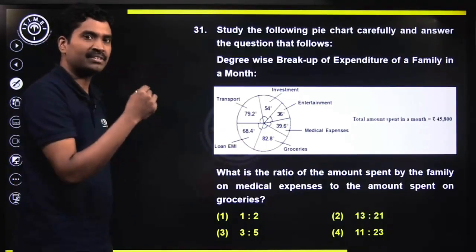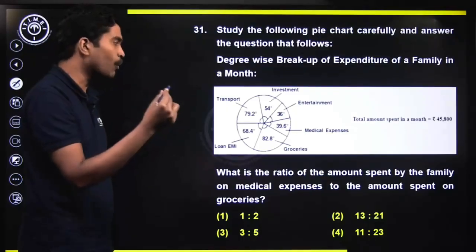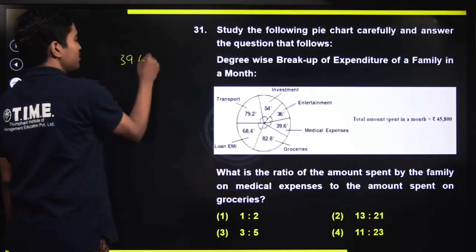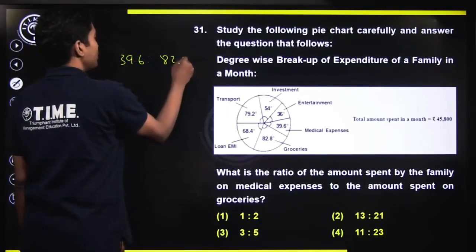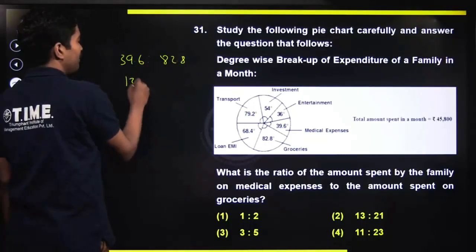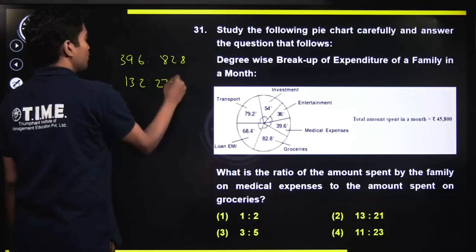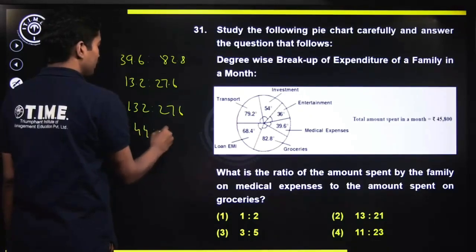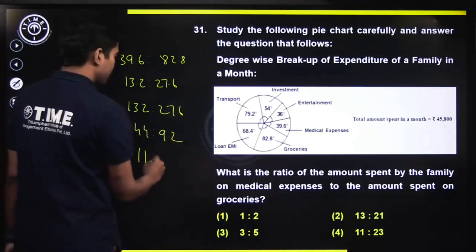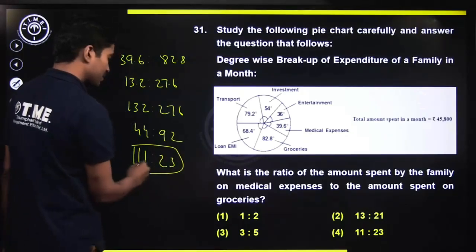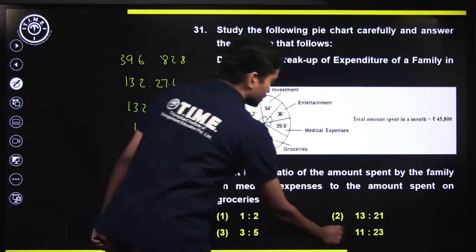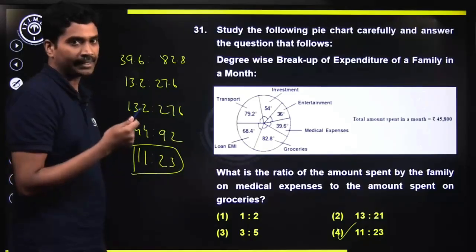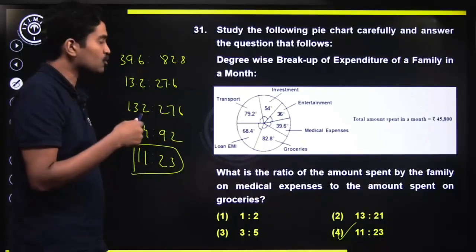We can see that by 360 into 45,800 is common to both. So we might as well just take the ratio of the angles, right? 39.6 is to 82.8. So what is that? I can see 3 divides them. 13.2 is to 27.6. 132 is to 276. 44 is to 92. 11 is to 23. 4 11s, 4 23s. So that would be option 4. Really, we're not calculating the actual values. We're just taking the ratio of the angles, because the expenditure should be proportional to the angle degree.